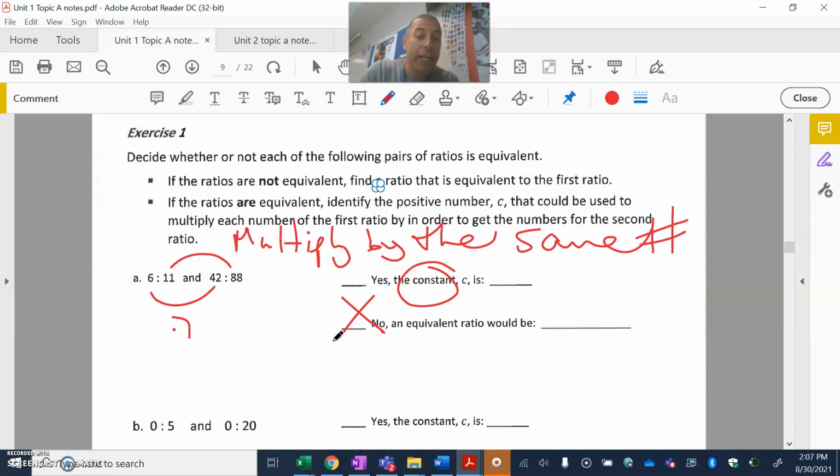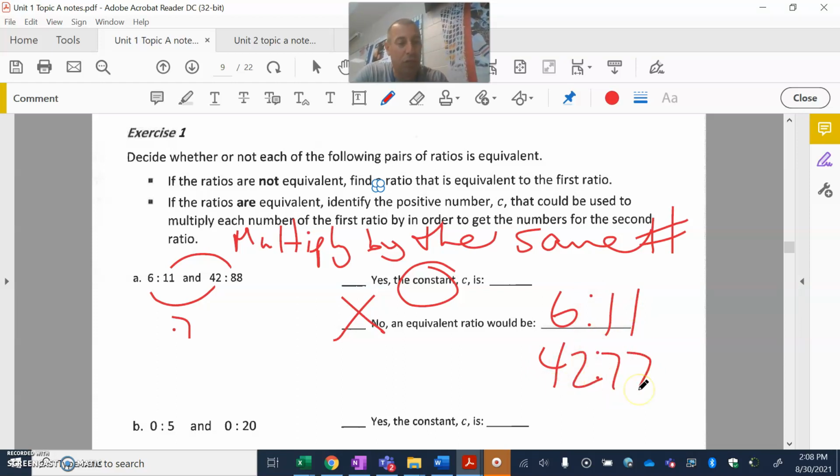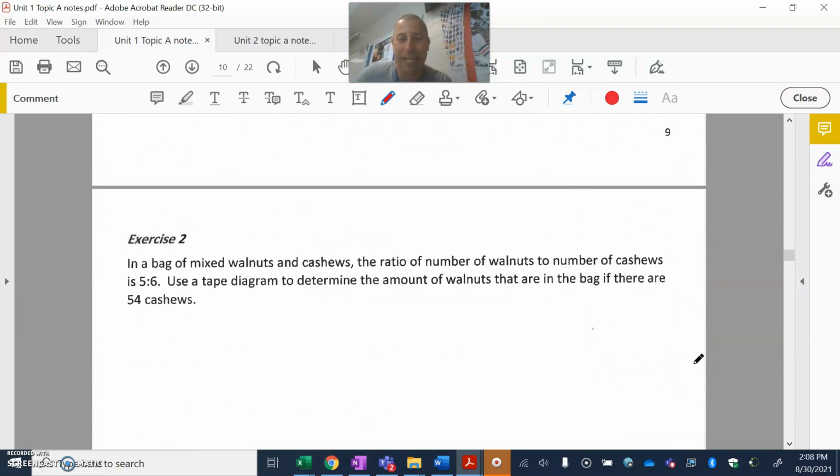Now, what would an equivalent ratio be? Well, if we were multiplying by 7, 11 times 7 would give us a 77. So we've got a 6 to 11, and if we had a 42 to a 77, we're good, because again, we're multiplying by 7. 6 times 7, yes, that is 42. And 11 times 7, yes, that is 77. So that's the key item, multiplying by the same number. And that's why we have those boxes from the tape diagram. Once we figure out what one box is worth, that's what we multiply by, multiplying by the same number. All right, so let's go down here a little bit and we'll show it in action.